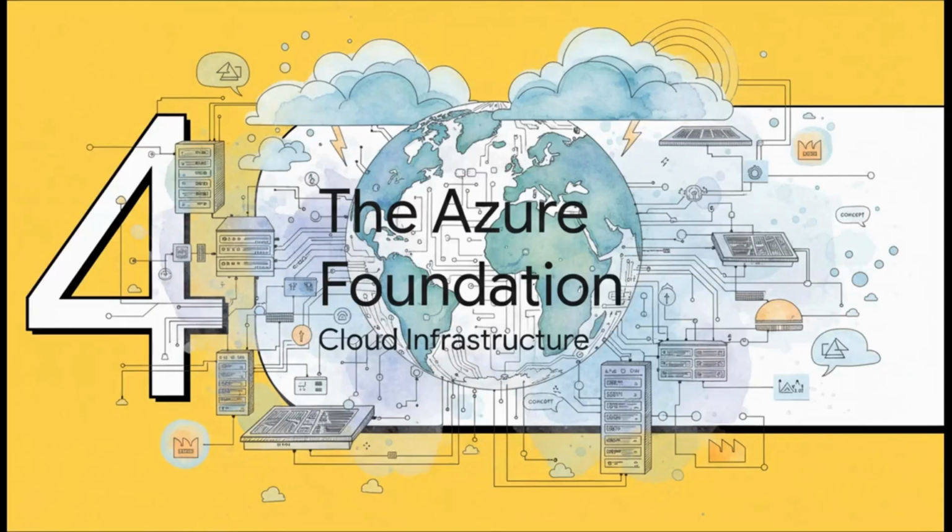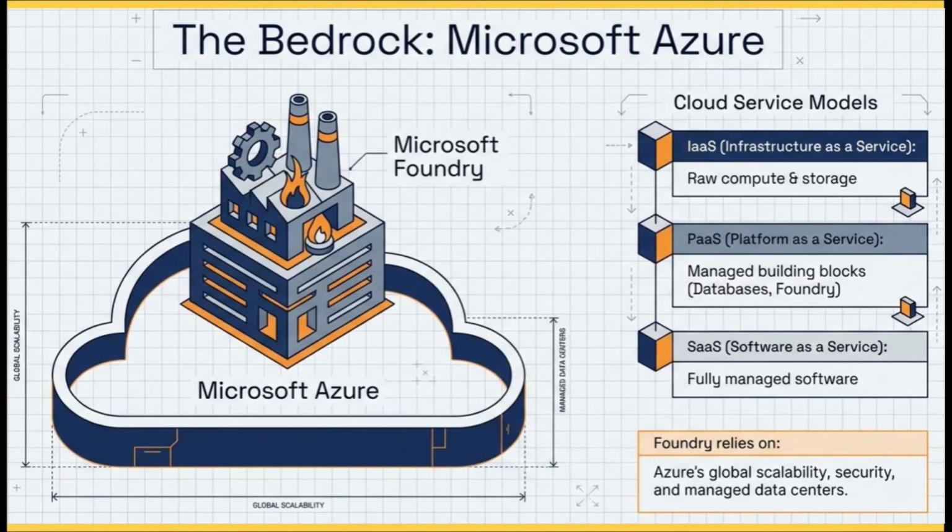So, we've seen the concepts, we've seen the architecture, and we've toured the factory. Now for our final layer, let's zoom all the way out. What is all of this stuff actually built on? Well, the answer is the global, massively scalable cloud infrastructure of Microsoft Azure.